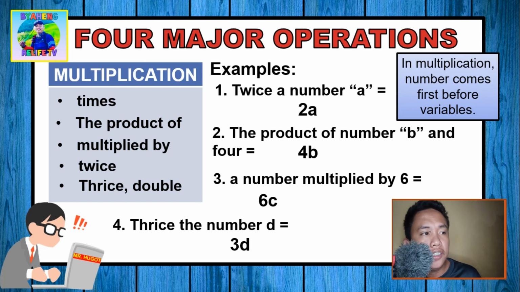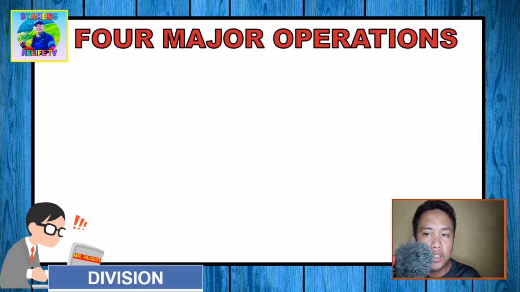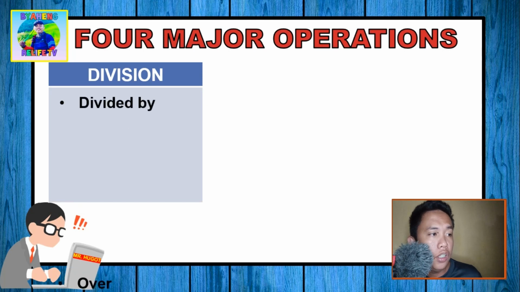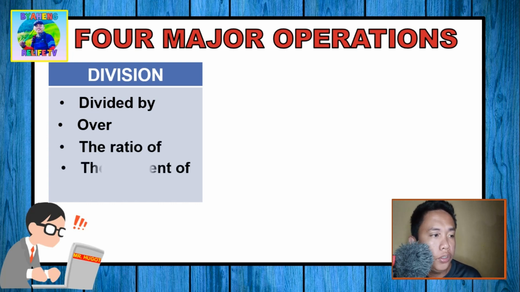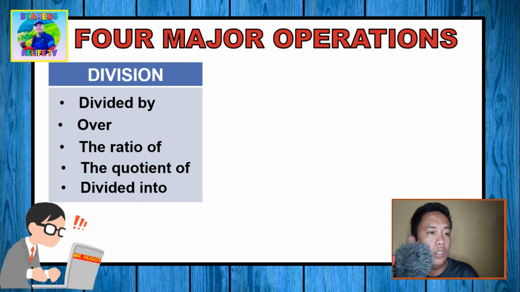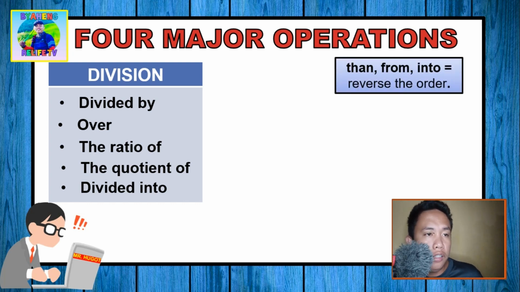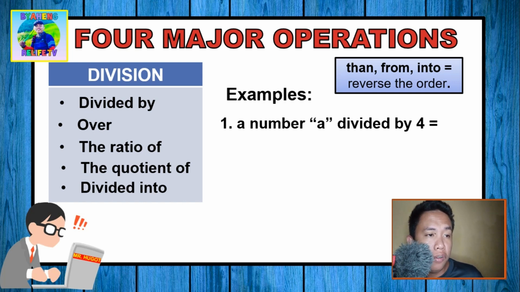Next, guys, natin is, syempre, kung may multiplication, syempre, may division. We have the word divided by, we have over, the ratio of, the quotient of, and divided into. So, kapag the word done, from, at into, reverse the operation. Let's have some example. A number divided by 4. That is A over 4.